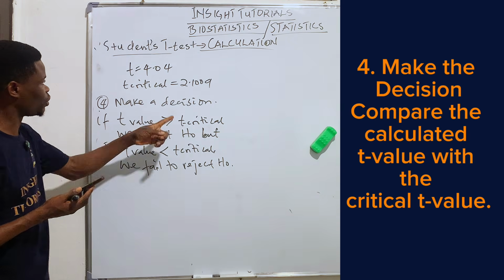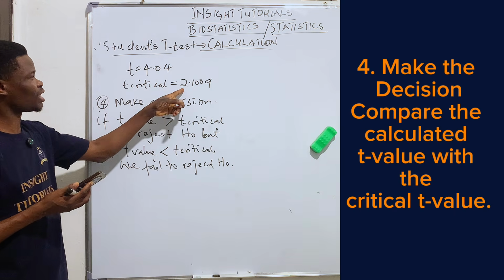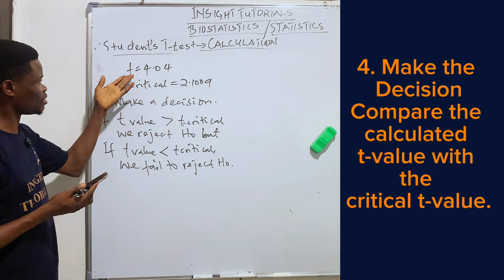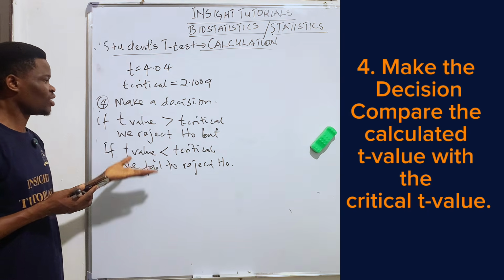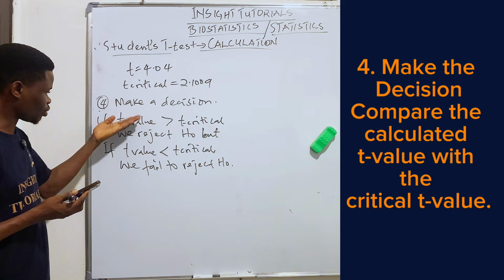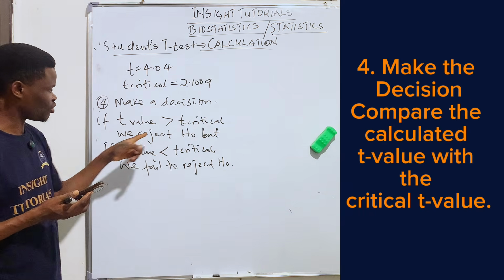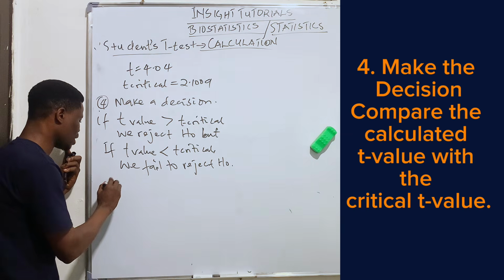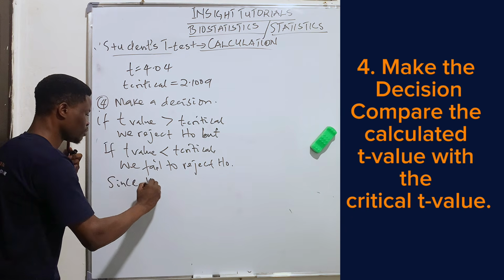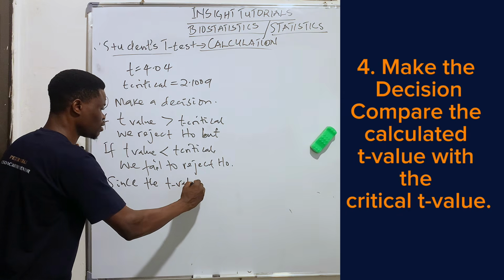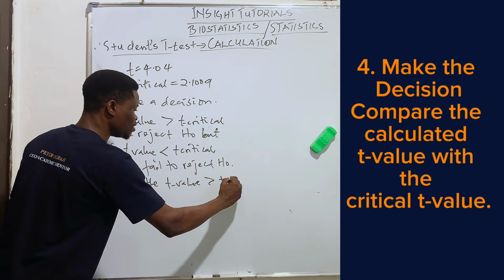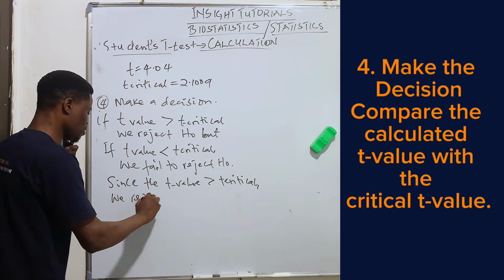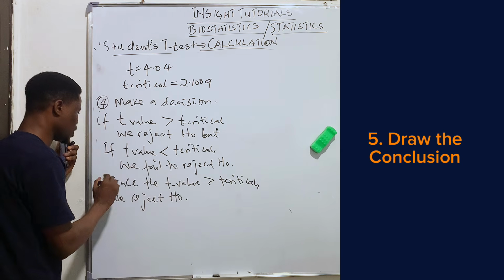So it happens that the t value we got was 4.04 and the t critical value is 2.1009. Notice that the t value is actually greater than the t critical. So the decision we're going to make out of these two is that this t value is greater than this. So look at our decision: we reject the null hypothesis. So I'm going to make a statement and say that since the t value is greater than the t critical, we reject H0. Now this is step 4.